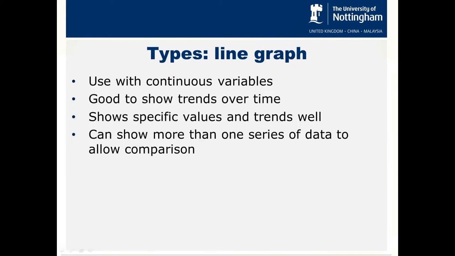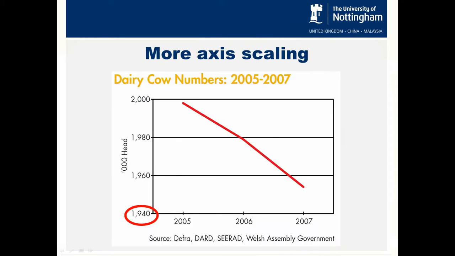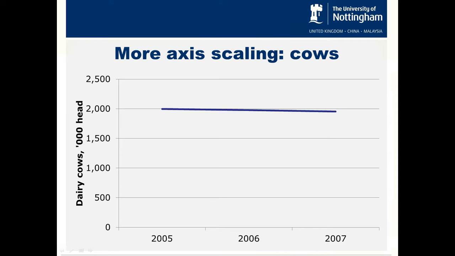Okay, turning quickly to line graphs. These should only be used with continuous variables and would normally be used to show trends over time. You can have lots of issues with axis scaling again, so what happens when you don't start your axis at 0? So this axis runs from 1,940 cows to 2,000 cows. And guess what? It came from DEFRA again. And this is what really happened to the dairy count numbers during the period in question.